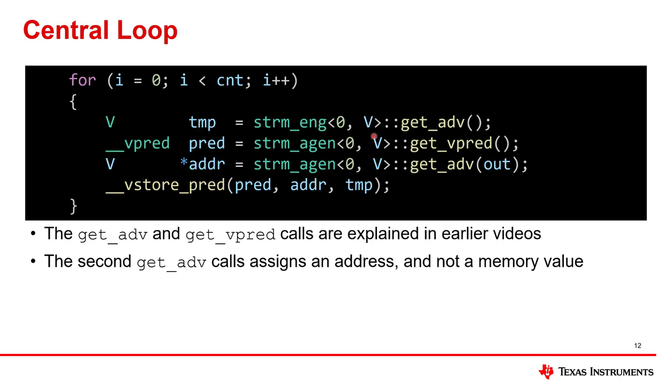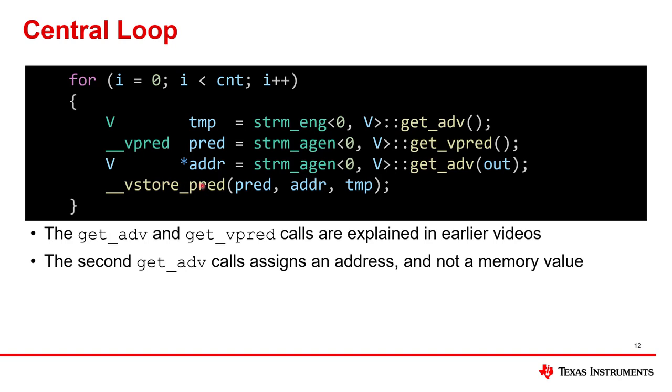The second one, we get the predicate at the current SA offset, assign that to the variable pred. And the third one, we take the current SA offset, add the base address out to it, and assign that to the variable ADDR. Now in previous examples, there would be an asterisk right here, which would mean load the contents at that address. That's not happening in this particular statement. We're copying the address into this variable.